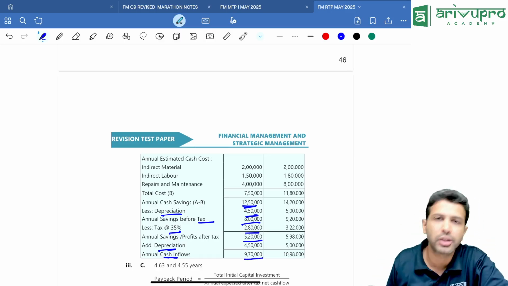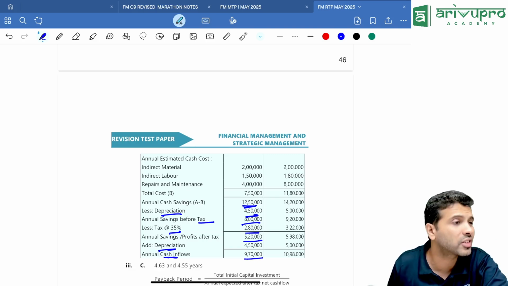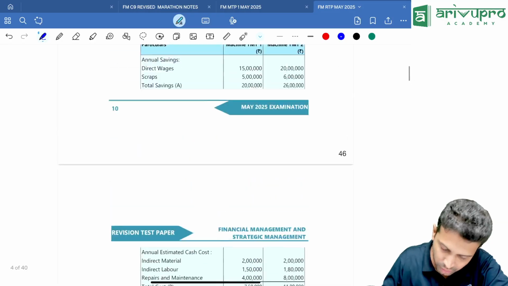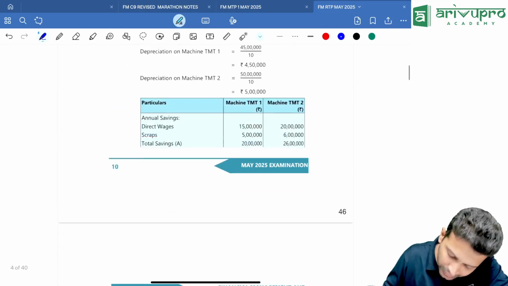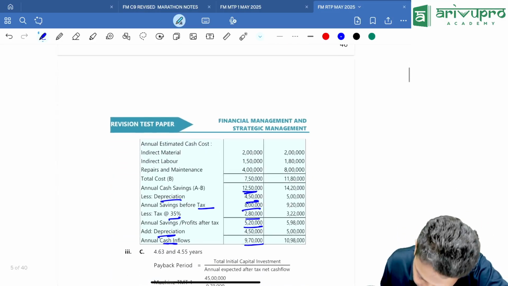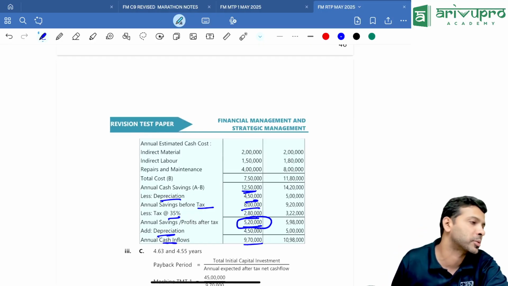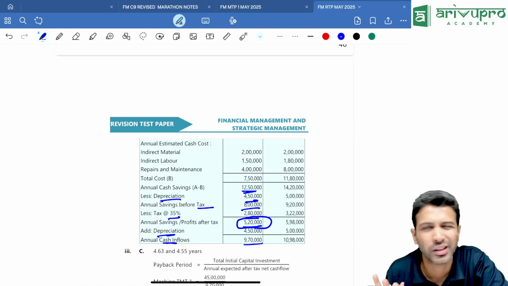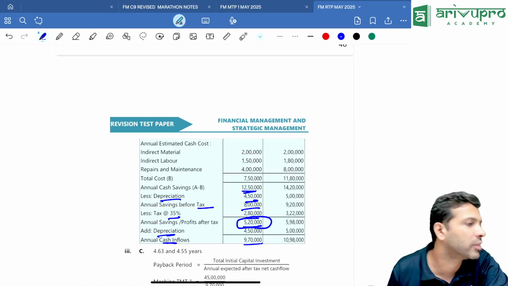The answer to the first MCQ question: they asked what the annual savings is. What is the answer? Basically 5 lakh 20,000. Annual savings means PAT. What is the PAT for the first option? 5 lakh 20,000. That's all they're asking. Easy.